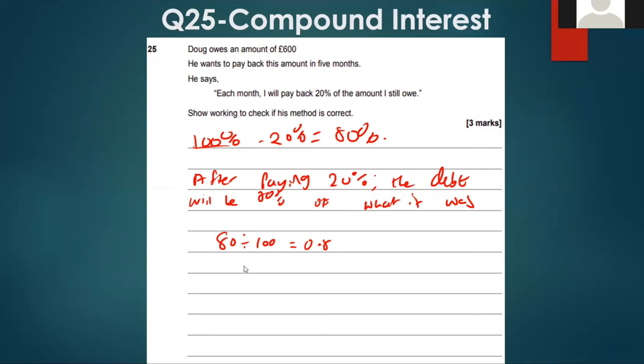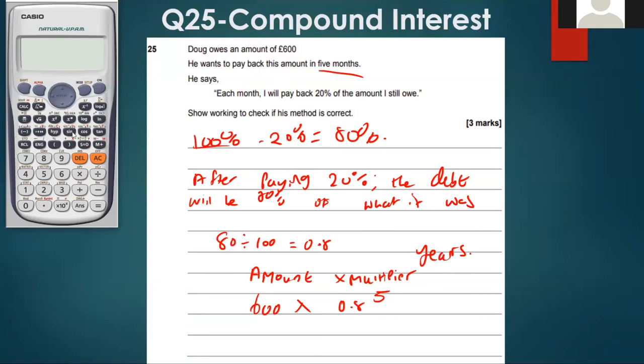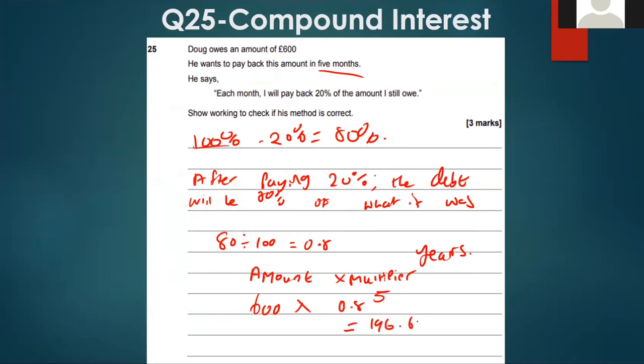So with compound interest, our formula is the amount, times by the multiplier that we have, to the power of the number of years that you're going to be paying that for. So the amount is 600, and he pays 0.8 each time, for 5 months. So times by five. I know it says years, but you can do it in 5 months as well, because you've got the right multiplier. So 600 times 0.8 to the power of 5 is 196.608. Or I'm going to round that to 196.61. So he still has to pay 196.61, which is not £0. So he would not be able to pay this back in 5 months.